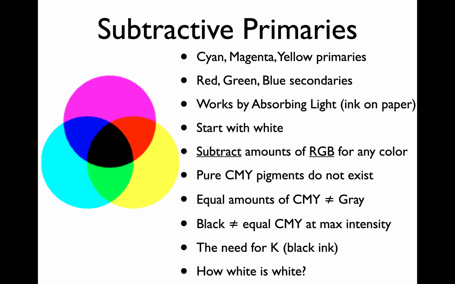So how white is white? Your piece of paper. You can't get any whiter than your piece of paper. That's where you start. And then you subtract to get color. Are we good on this part?